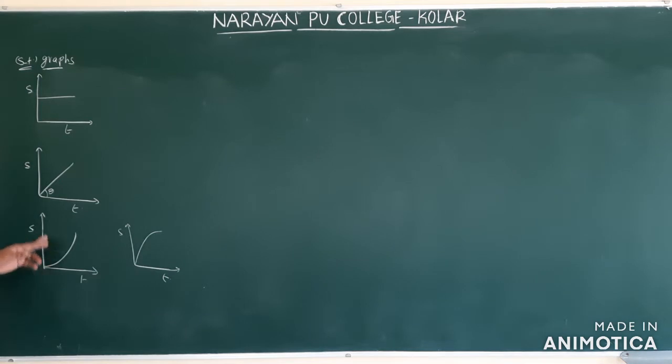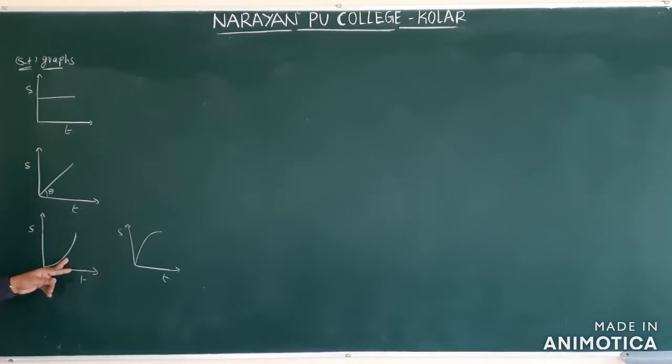So what is this one? This is a straight line, so its slope will give velocity. This one also, its slope will give velocity. What is the difference between these two? This object is moving with uniform velocity, but this object is moving with non-uniform velocity. Velocity is increasing here.